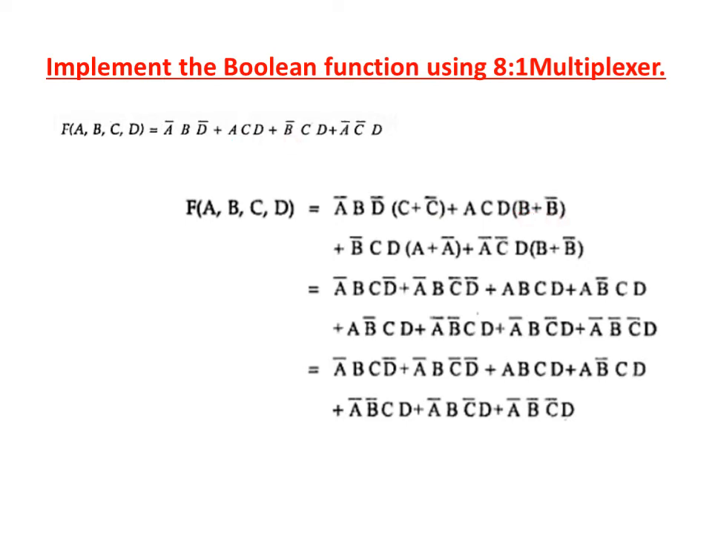In the third term A is missing, so we are multiplying with A plus A bar. And in the third last term B is missing, so we are multiplying with B plus B bar. So now we multiply all the terms, then finally we will get the standard SOP form. In standard SOP form, each minterm contains all the 4 variables.